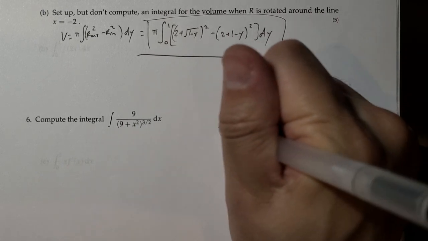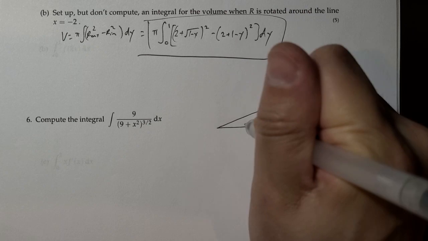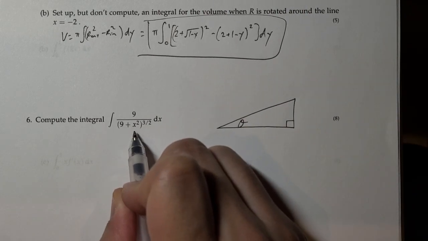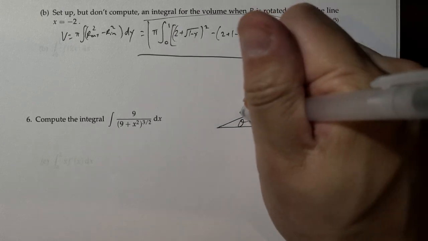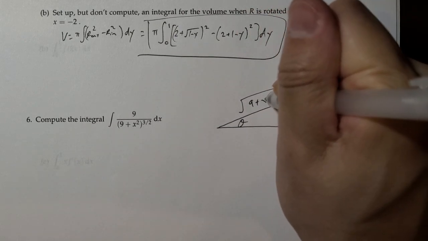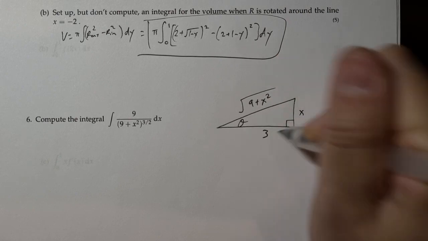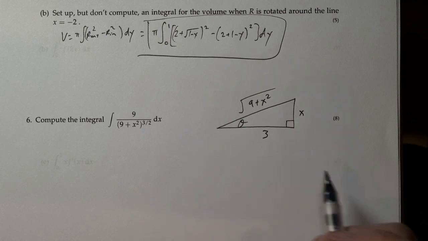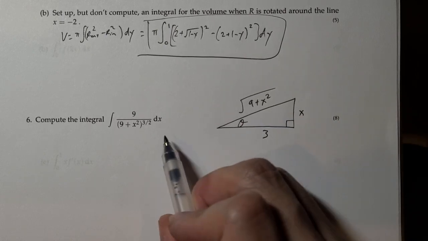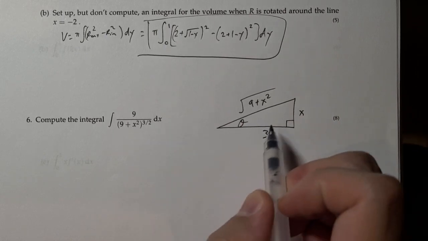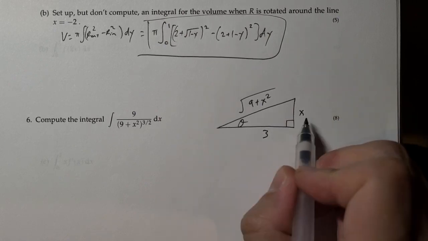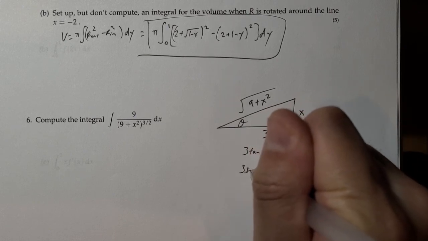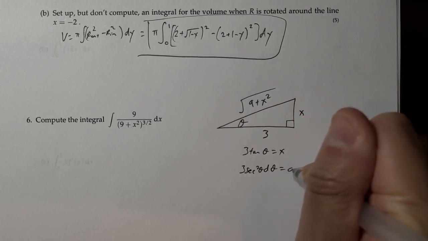Okay, so let's set up our triangle. We know that this is something squared plus something squared, so these two have to be sides, and this guy, square root of 9 plus x squared, has to be the hypotenuse. We want to substitute everything in this integrand in terms of theta, so we will need to get x in order to get dx. So let's get x first. How do we get x? Tangent theta is x over 3, so 3 tangent theta is x. 3 secant squared theta d theta would be dx.